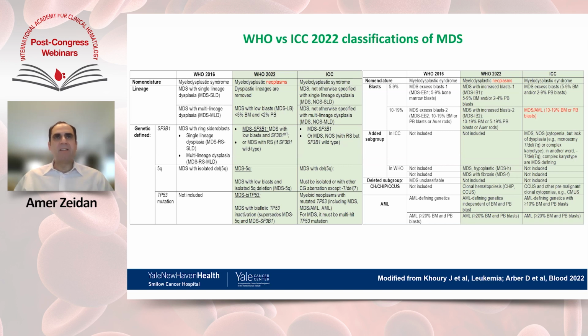Another difference is that ICC uses a cutoff for the variant allele frequency of 10% for all of their mutations. So the SF3B1 has to be more than 10%, which is not present in the WHO.